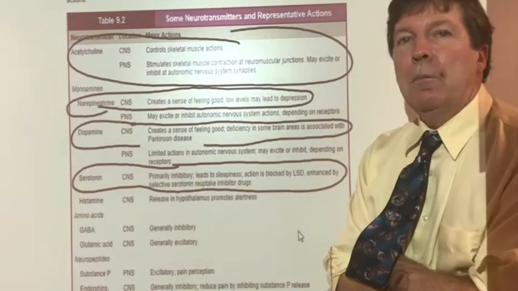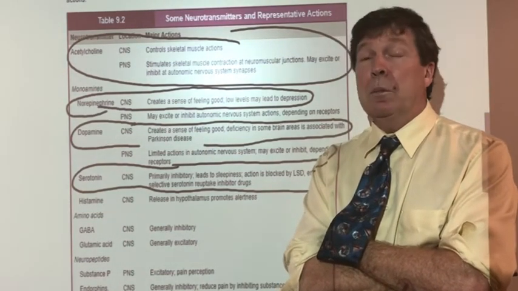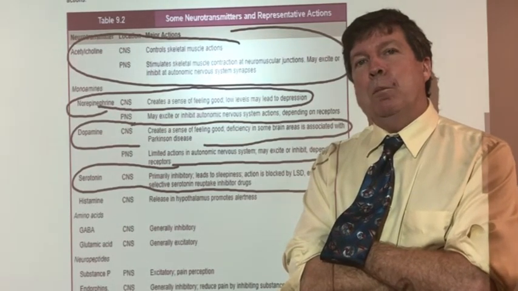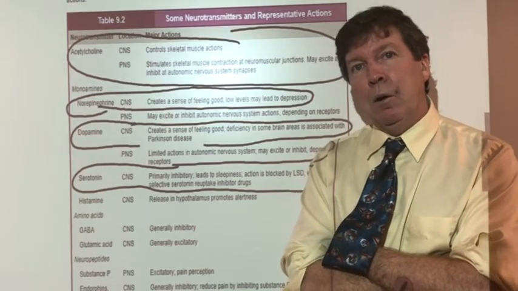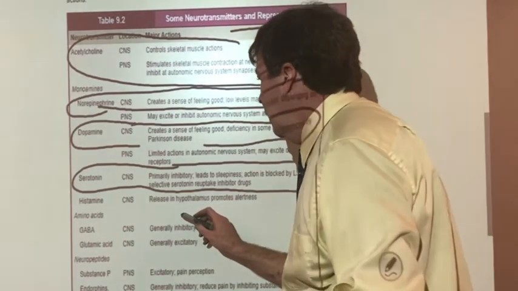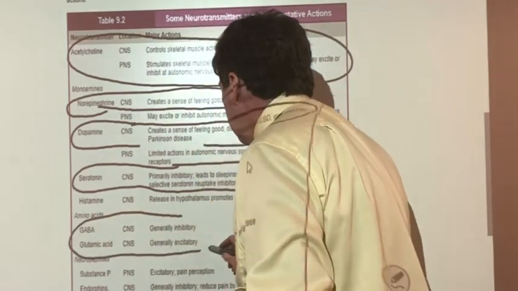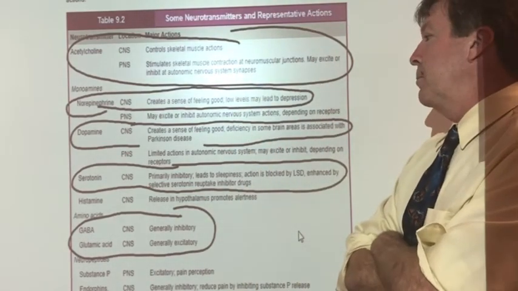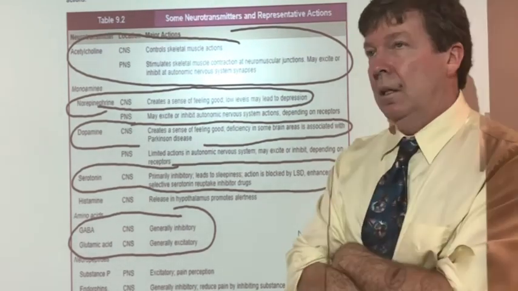Now, we've talked about amino acids as being components of the building blocks of protein. So amino acids have been adapted by the brain, and they can serve as neurotransmitters. 20 different amino acids. A few of these can serve as neurotransmitters. Here's GABA, and here's glutamic acid. They're both central nervous system. One is inhibitory and one is excitatory.